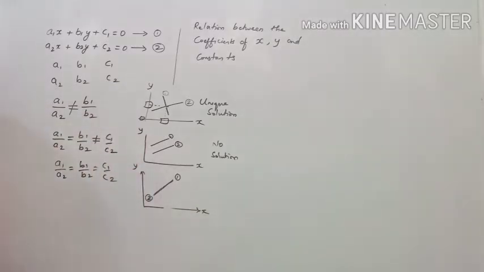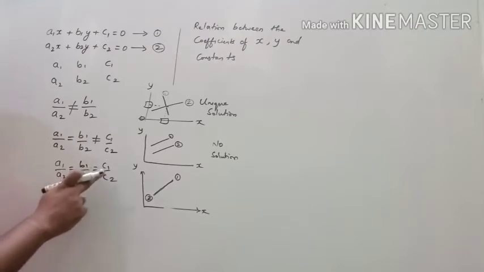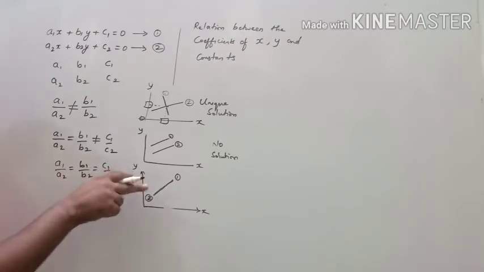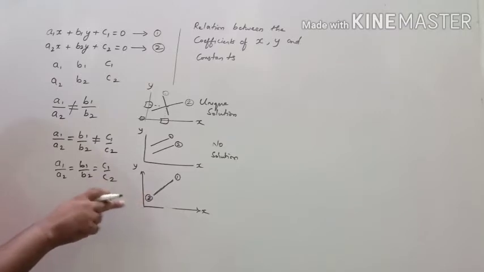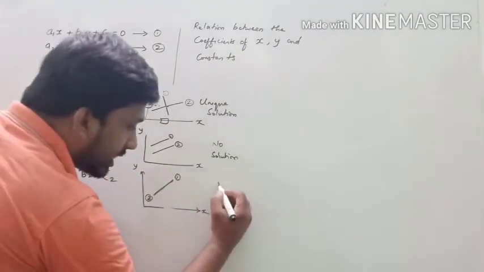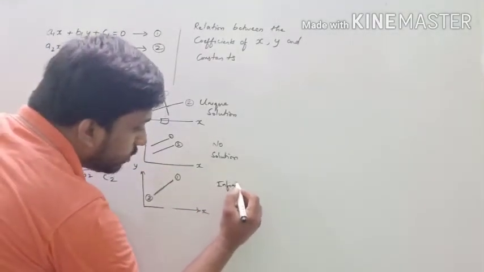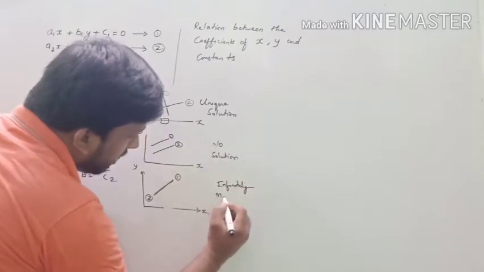Now what about the solution? Whenever we get this case, that is a1 by a2 equal to b1 by b2 equal to c1 by c2, the two lines overlap or coincide with each other. Then it has infinitely many solutions.